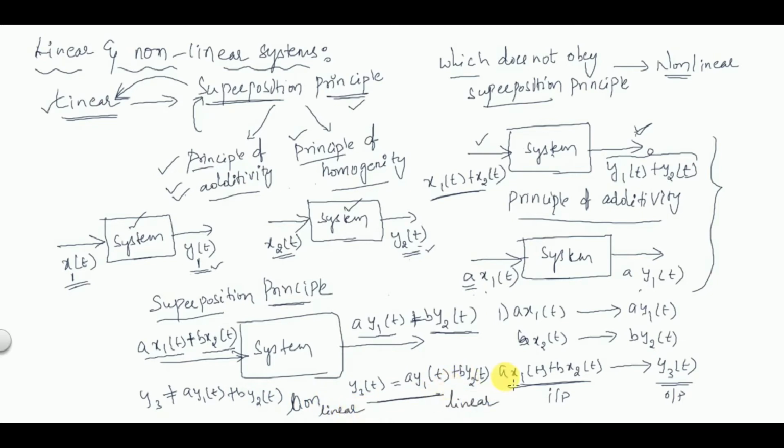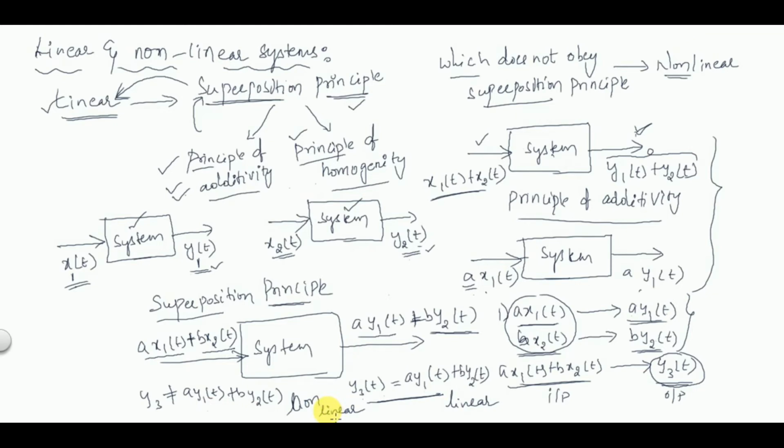So this is what we are going to do. For the given system, first of all, we have to give the input a into x1 of t, and we are going to have the output a into y1 of t. b into x2 of t is the next input, b into y2 of t its corresponding output. Now we are giving the combination of these two and storing the output as y3 of t. This y3 of t should be the addition of these two. So if y3 of t is equal to a into y1 of t plus b into y2 of t, then it is a linear system. If it is not equal, it is a non-linear system.